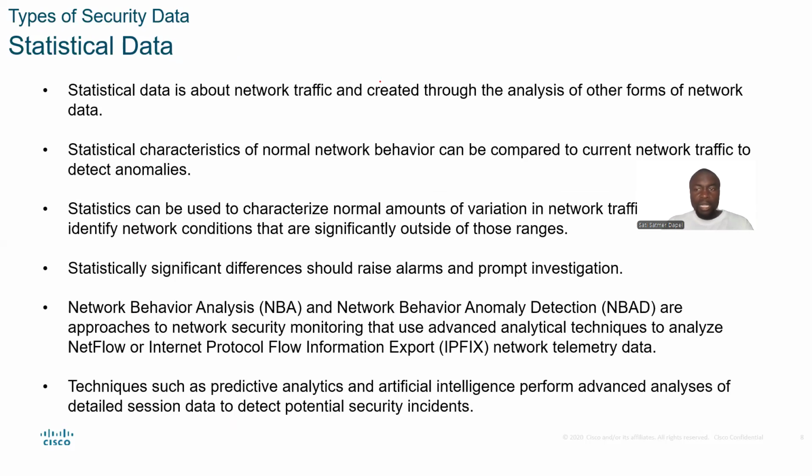Statistical data is about network traffic and created through the analysis of other forms of the network data. So statistical characteristics of normal network behavior can be compared to current network traffic, to detect anomalies. So statistics can be used to characterize normal amount of variation in network traffic patterns to identify network conditions that are significantly outside those ranges. So a statistically significant difference should raise alarms and prompt investigation.